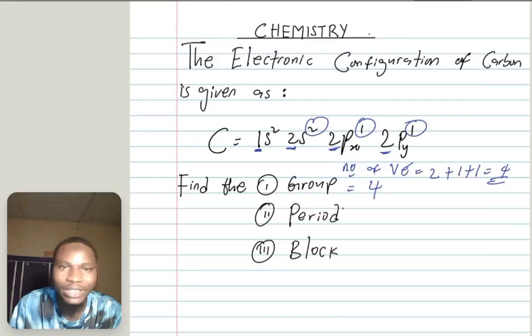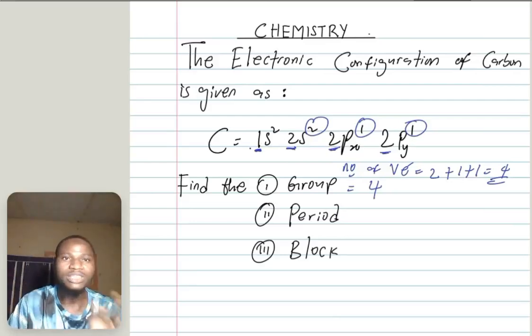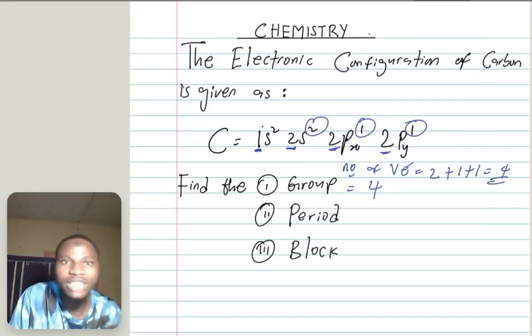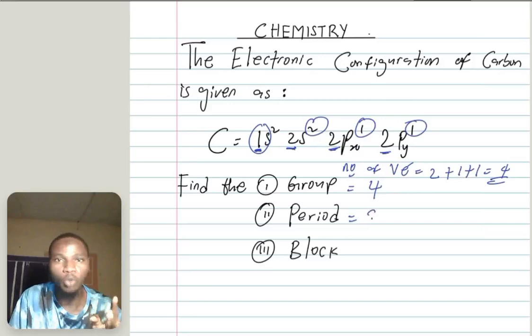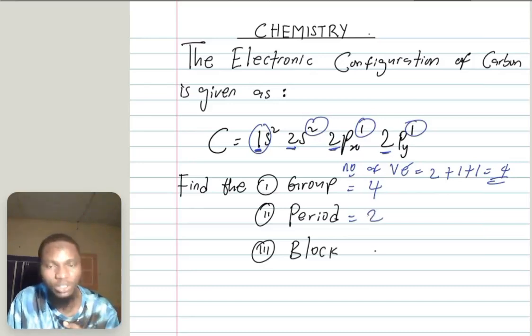Next one, how do we get the period carbon belongs to? You see, it's very easy. The period corresponds to the number of shells it has. Now tell me, how many shells does it have here? Just 2 shells. This is 1 shell and this is the second shell. Therefore, carbon belongs to period 2. Look at it: 1, the first shell; 2, the second shell.